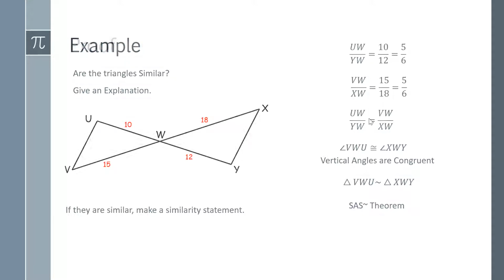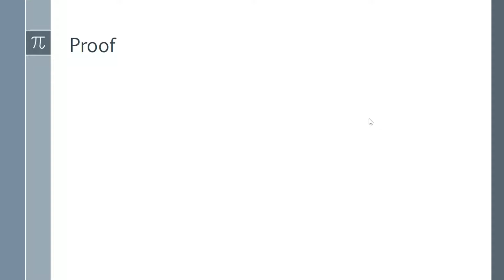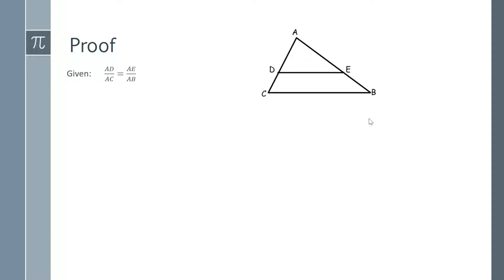And then let's look at a proof that involves this. These proofs tend to be kind of short. So let's look at what we're given. So here's our picture. What are we told? We're just told that AD, which is this segment right here, over AC, so this whole segment, is equal to AE over AB. So we're told that those two sides are proportional. And then we're going to prove that ADE is similar to ACB.